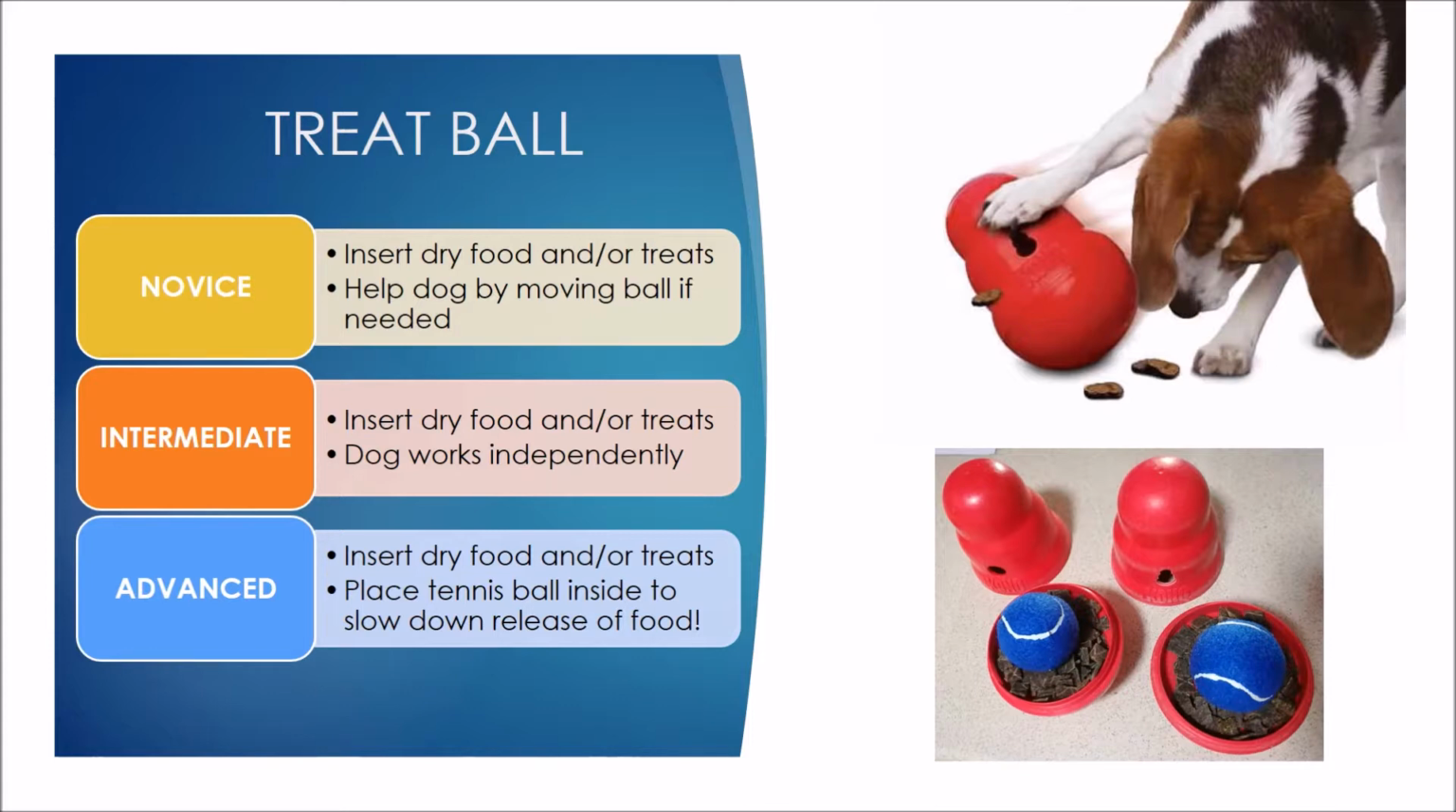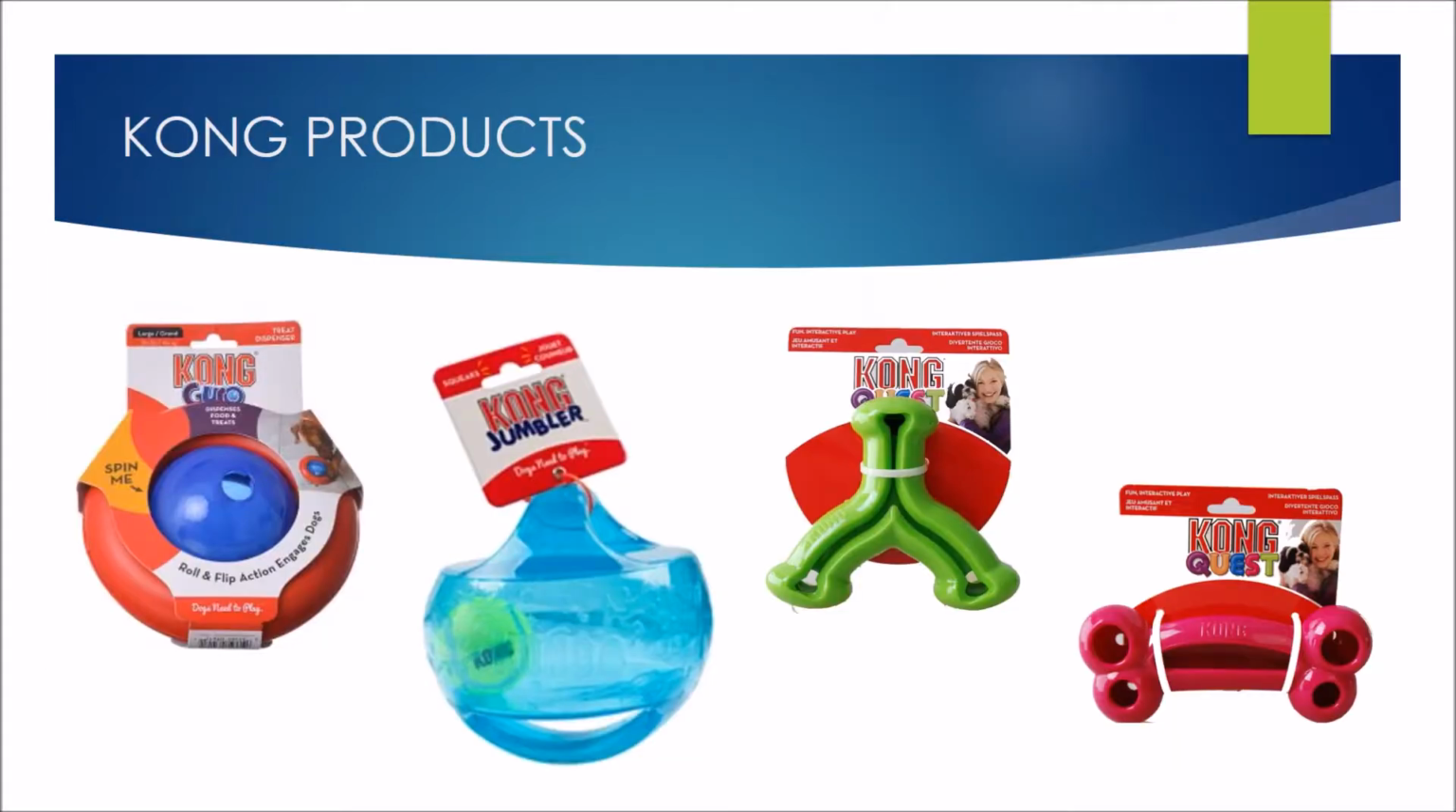And my final one, this is how I feed my guys a lot of the time, is the Kong wobblers. I'll put their food in there. I will then rest a tennis ball on top and then do up the lid. Basically what the tennis ball does is it blocks that hole every now and again so the food doesn't come out as quickly. Kong have a lot of different products on the market, so have a look around and see what you think your dog might like.